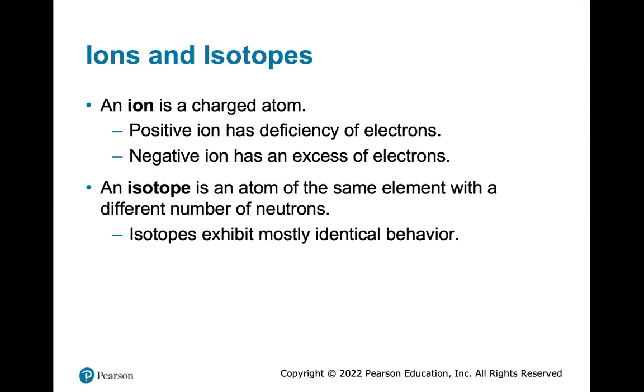A positive ion has a deficiency of electrons, such as sodium, which might lose an electron. A negative ion has an excess of electrons, such as chlorine, which can take on an electron. An isotope is an atom of the same element with a different number of neutrons. Isotopes exhibit mostly identical behavior.